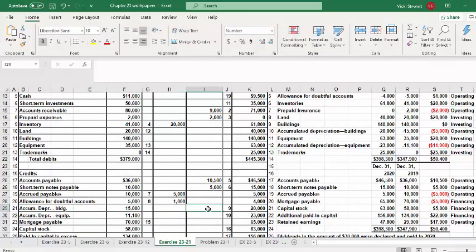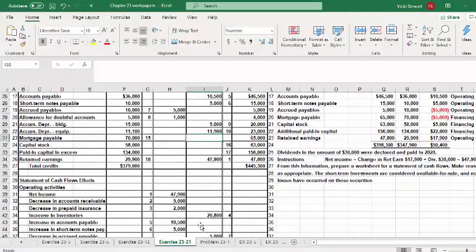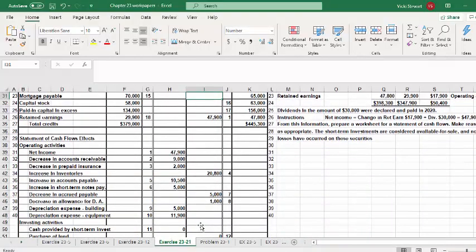And accumulated depreciation increased by $5,000 for buildings and increased by $11,900 for equipment. So those are the accounts that would be included in the operating activities section of the statement of cash flow. So we can look at that now and see how these have filled in as we have made those reconciling entries above.